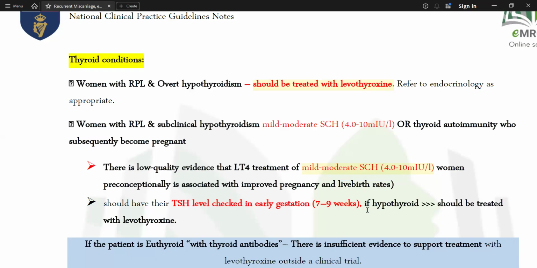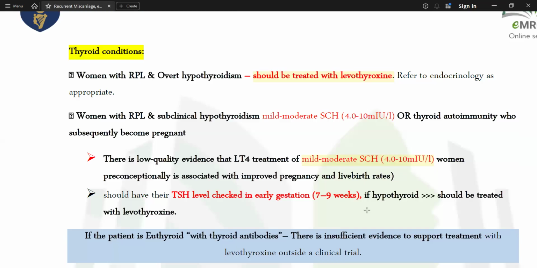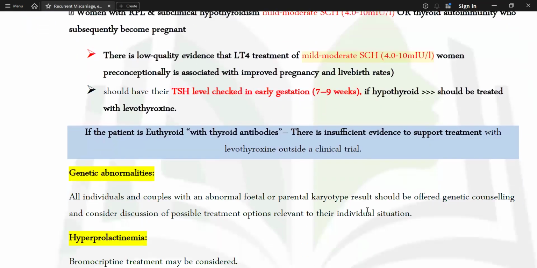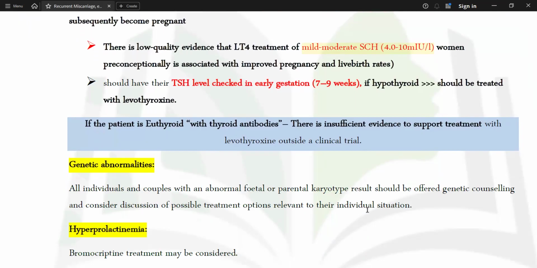Again, having positive antibodies alone, and the patient is euthyroid. Euthyroid means normal T3 and T4. You shall not give her levothyroxine outside a clinical trial. So it's not a routine treatment. What shall we do with genetic abnormalities? Offer genetic counseling. If the patient was discovered to have hyperprolactinemia, give bromocriptine.